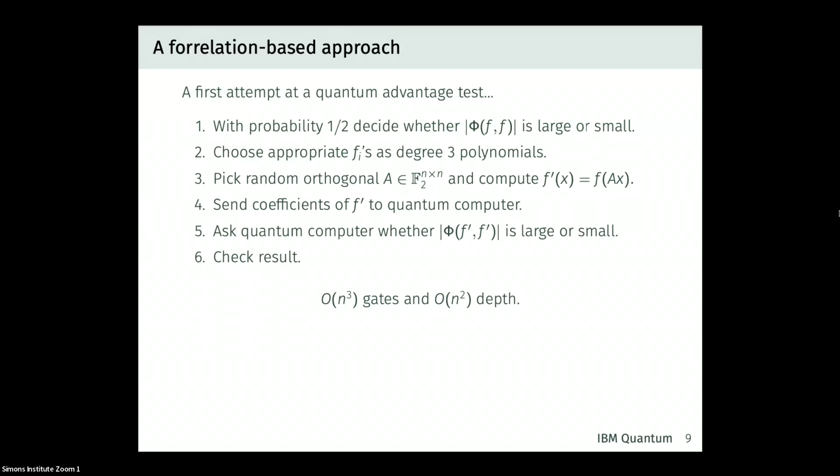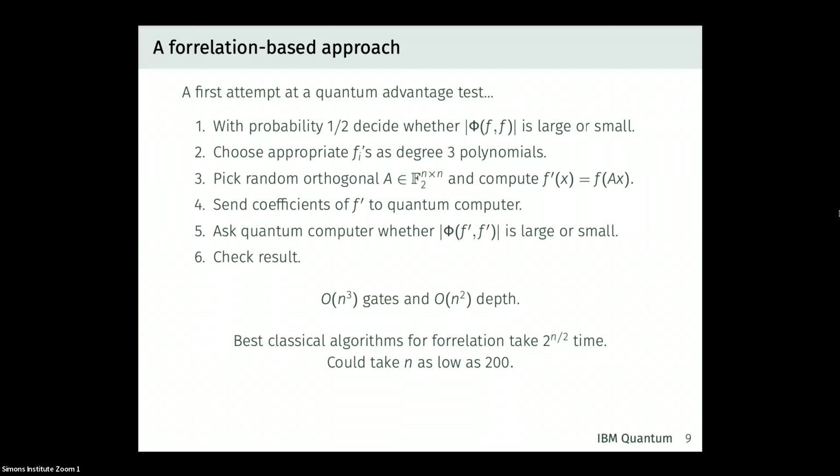In terms of implementation, this is only going to require, quote unquote, n cubed gates and n squared depth. It's n cubed because, again, it's a degree 3 polynomial. When you're doing this U_f unitary, you have to implement each term in the polynomial, and there's order n cubed of them. And as far as we know, the best classical algorithms for forrelation take roughly exponential time, like 2 to the n over 2. So at least superficially, taking n to be even as small as 200 would be good enough to give you quantum advantage.